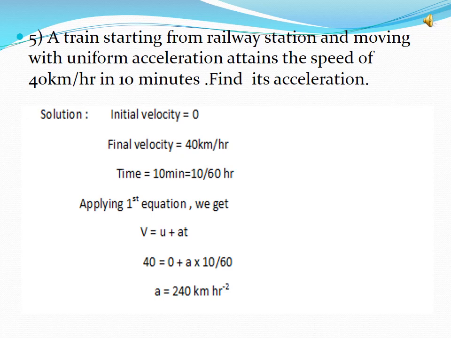We have to convert it into hour. That will be equal to 10 by 60 hour, since 1 hour is equal to 60 minutes, then 1 minute is equal to 1 by 60 hour. Here we have to apply the first equation of motion, v is equal to u plus at. Substituting the values of v, u and t, we get 40 is equal to 0 plus a into 10 by 60. Then a is equal to 240 km per hour square.